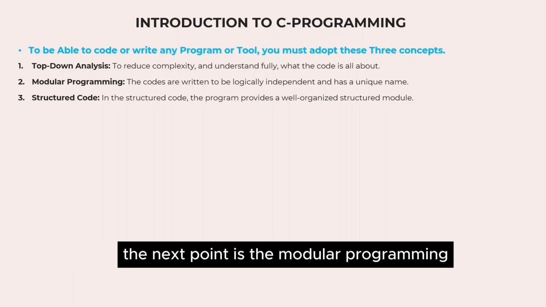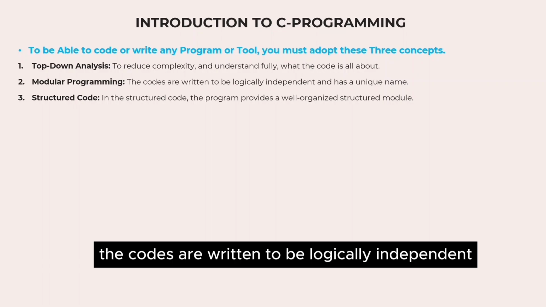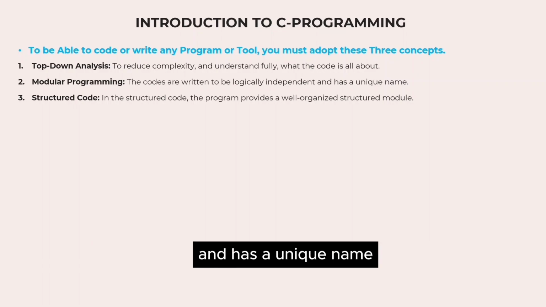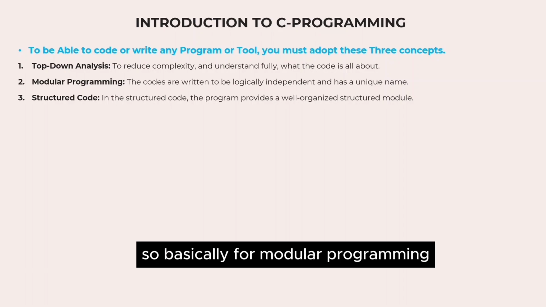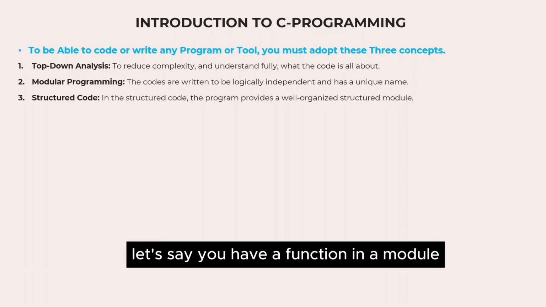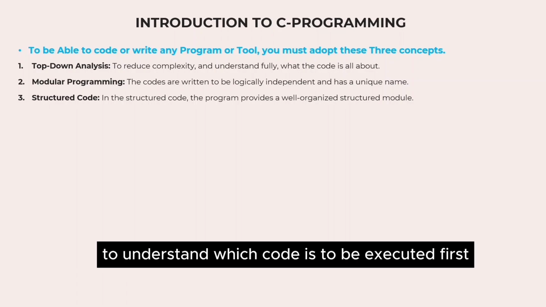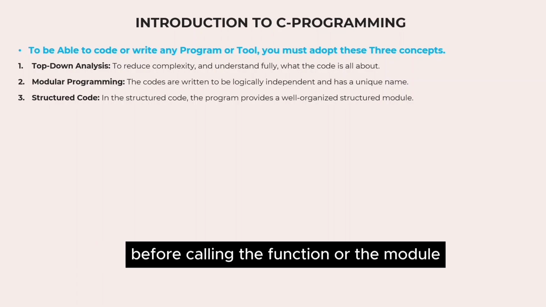The next point is modular programming. The code is written to be logically independent and has a unique name. So basically, for modular programming, let's say you have a function in a module. You have to understand which code is to be executed first before calling the function or the module.